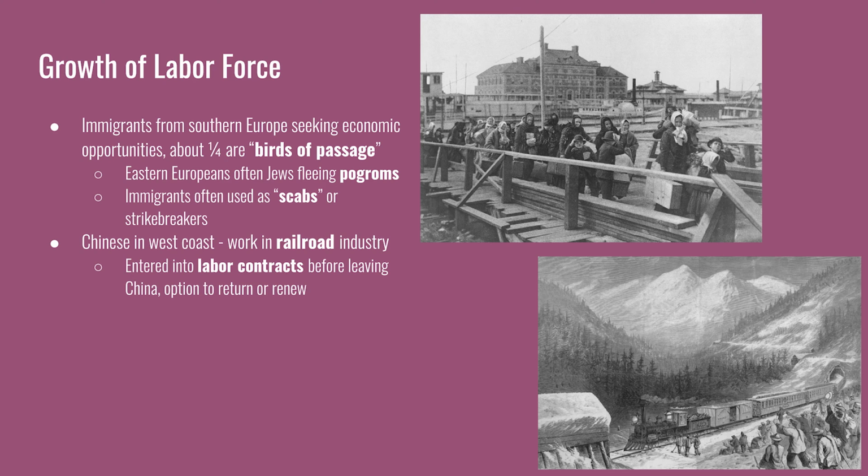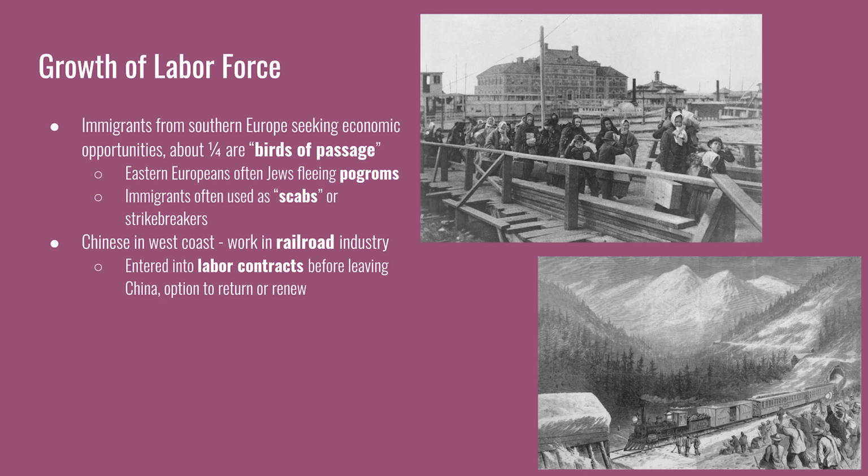Finally, Chinese migrants in the West Coast worked in the railroad industry. Before they came to the United States, they most often had a labor contract already established before leaving China that was on average 5 years long. At the end of that work contract, they had the option of returning or to renew their contract. The growth in Chinese workers in the West, coupled with difficult economic times, results in legislation banning further Chinese migration to the U.S.